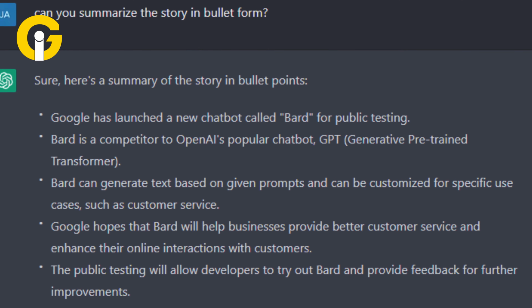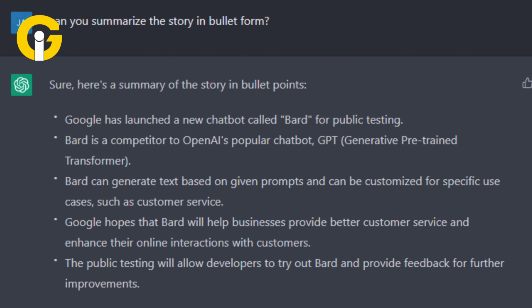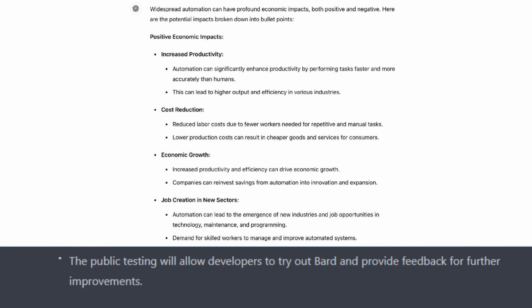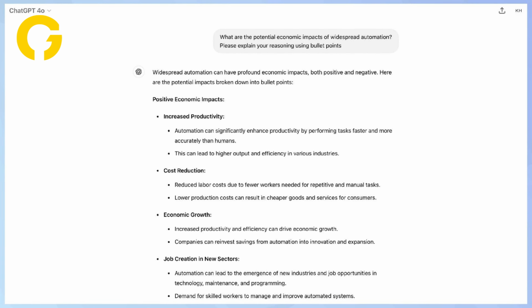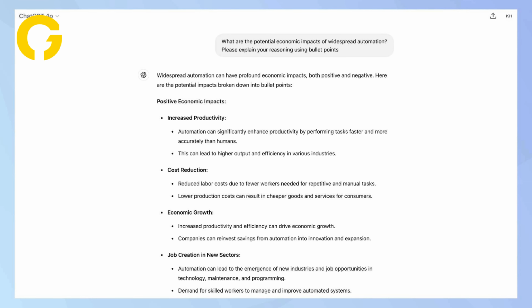Request answers in bullet points. When asking a question, you can request the details in bullet points for easier comprehension. What are the potential impacts of widespread automation? Please explain using bullet points.